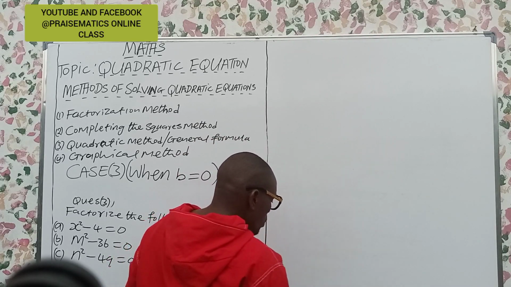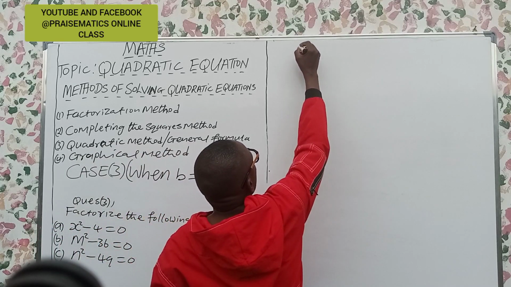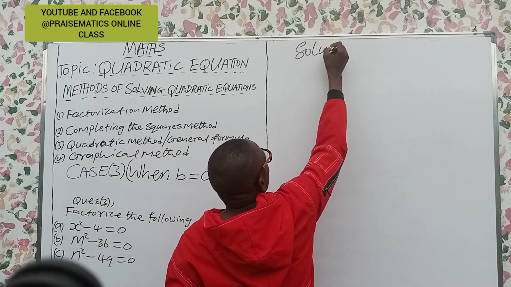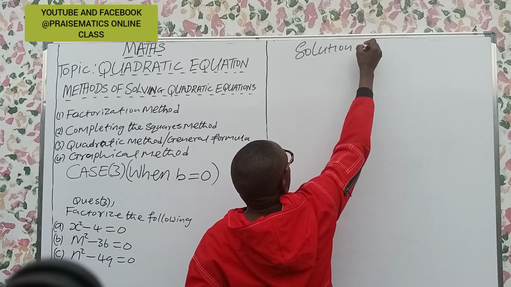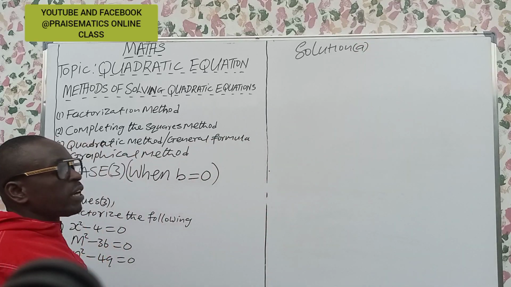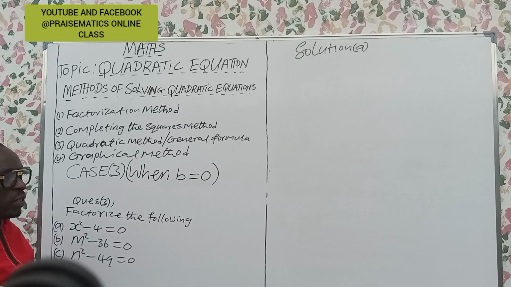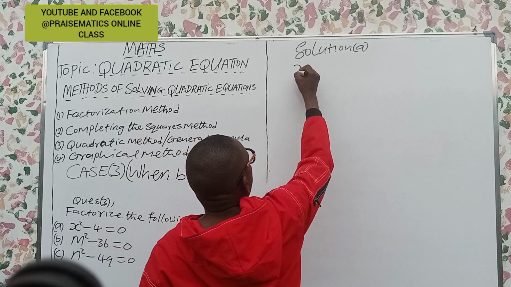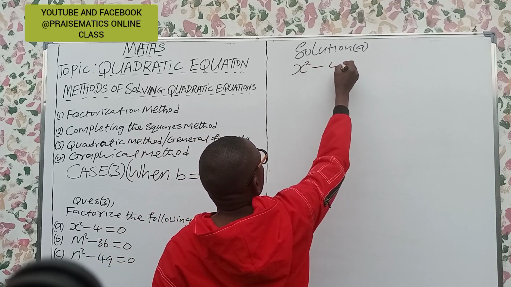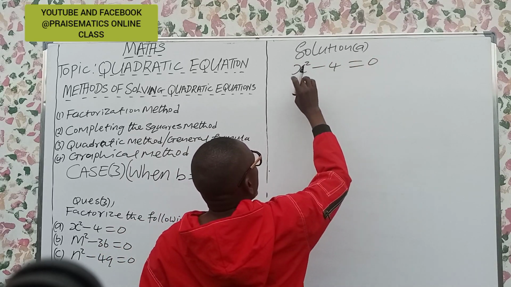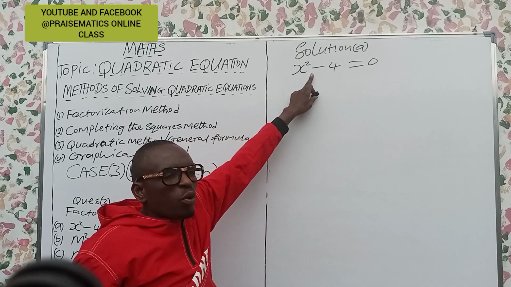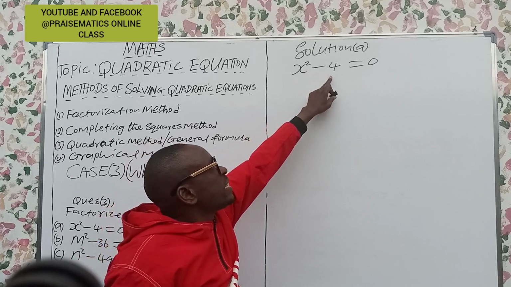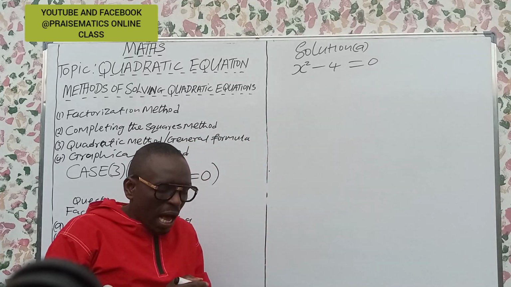In solving this question, we are going to look at the solution. Solution A. I will solve A and you will solve the remainder. The question says x squared minus 4 equal to 0. That means the coefficient of x squared here is 1, the coefficient of b, the coefficient of x, is 0, and minus 4 is the constant. How do we solve this?